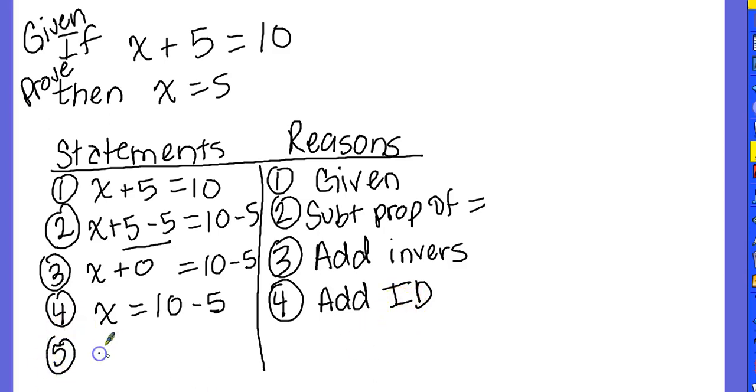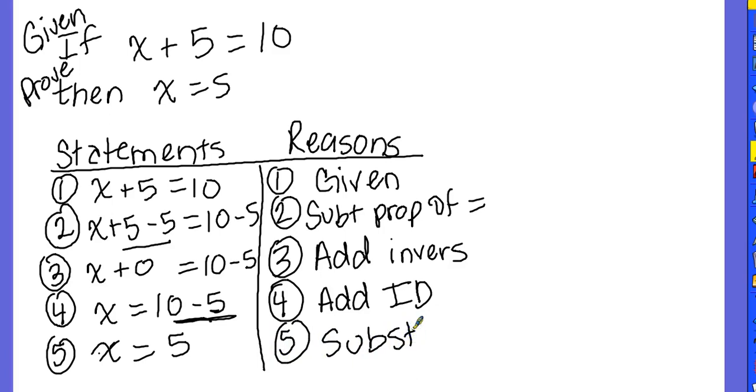Then I go to step 5, x equals 5. And I did this one. What did I do? How did I get from 10 minus 5 to 5? I use substitution. And this is what is considered a proof. So for every step you take mathematically, you provide a written explanation of rules or definitions or properties, etc.